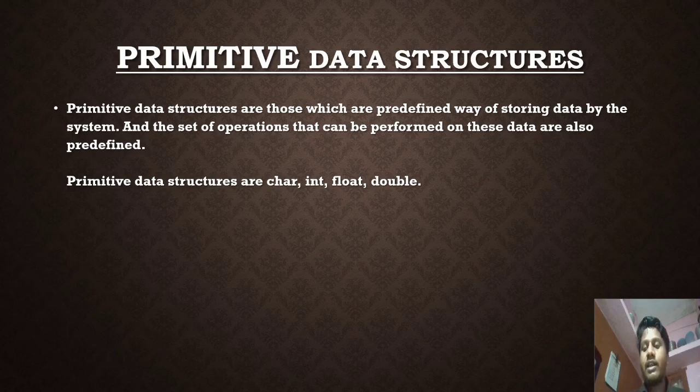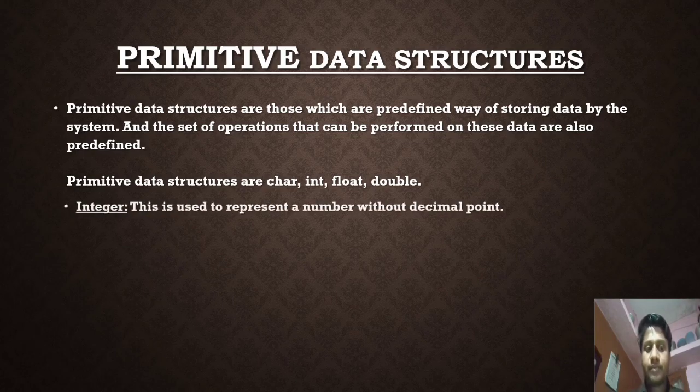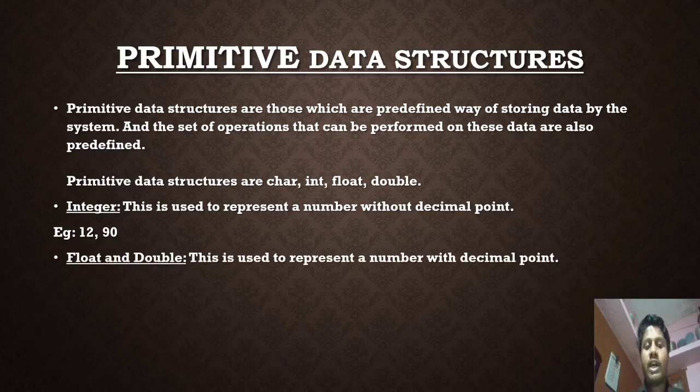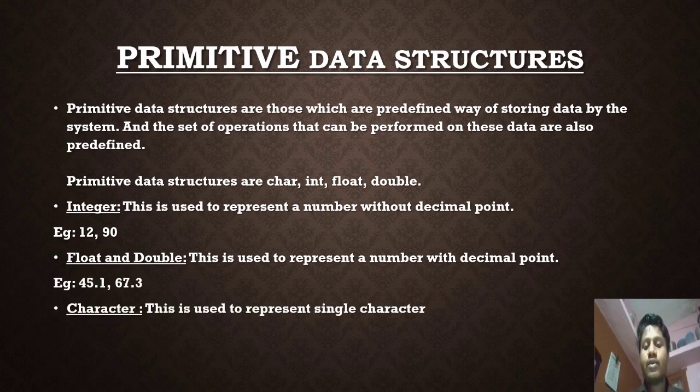Primitive data structures are nothing but char, int, float, double. These are also called basic data structures. Integers represent numbers without a decimal point, for example 1290. Float and double are used to represent a number with a decimal point. Character is used to represent a single character. I hope I'm clear with the primitive data structure.